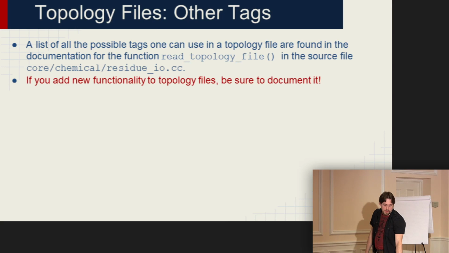Okay. So there's a bunch of other tags. I'm going to fly through these really quickly because you can just look at all of them in core chemical residue input-output. There's really good documentation that has been written recently above the read topology file function that describes all these tags. This is what reads the params file and calls all the right methods. If you're going to add anything new to the residue type system, please be sure to document it because a lot of work went into making sure that looks nice.